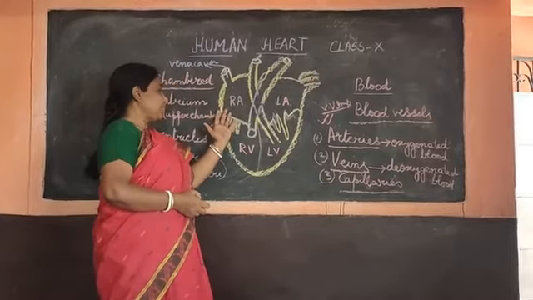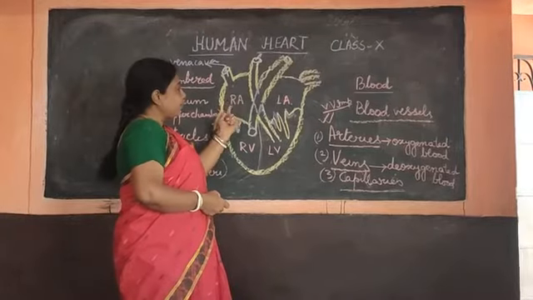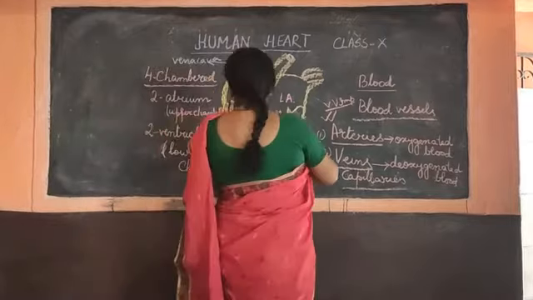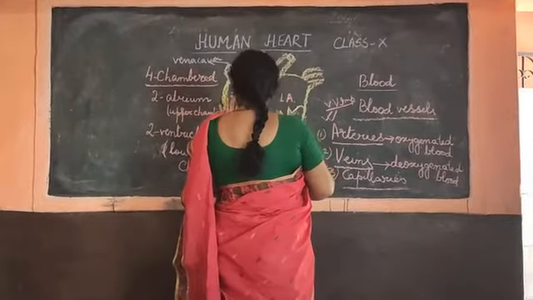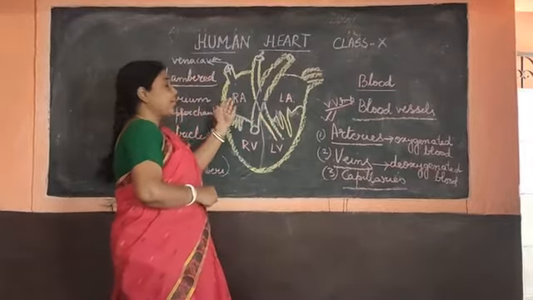I am writing this is my left, but I have written it right atrium. Okay, so remember it in this way. Your left means my left. It is not the right. You should not write it left atrium. You should write it right atrium.